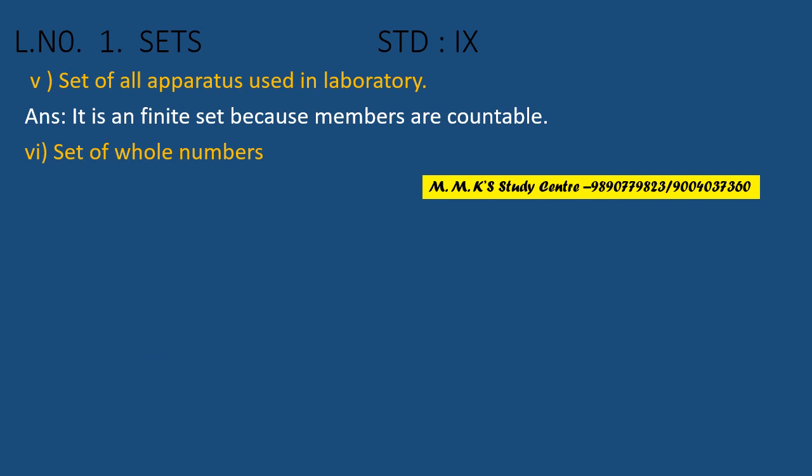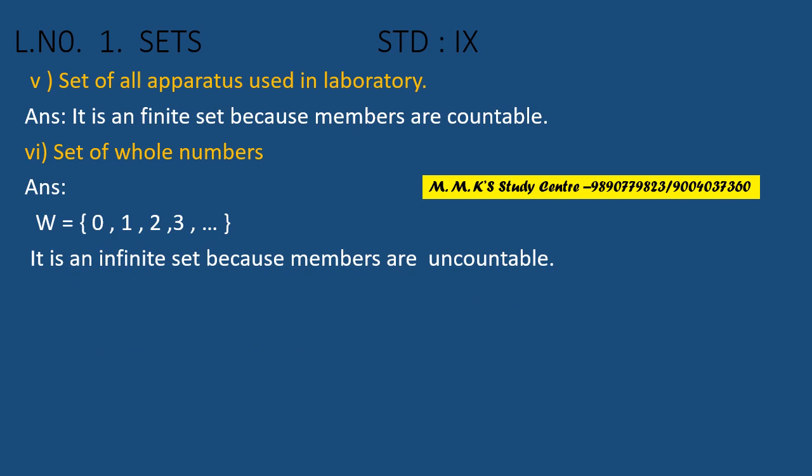Next one, sixth one, set of whole numbers. Whole numbers start from 0, it will go 0, 1, 2, 3, 4. It is uncountable because a limitation is not given. So the set of whole numbers is nothing but 0, 1, 2, 3, 4, and so on, infinite. So it is an infinite set, yes, because members are uncountable.